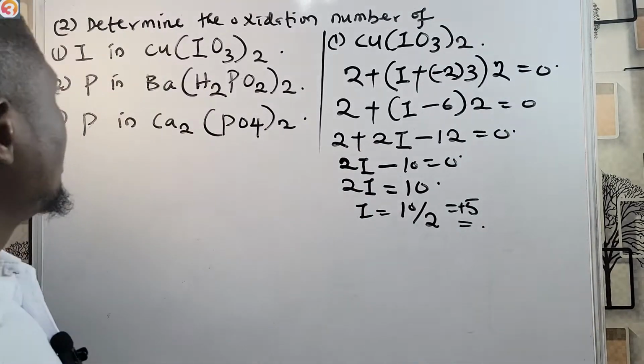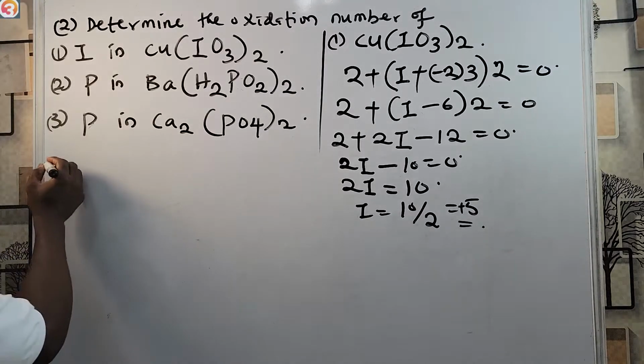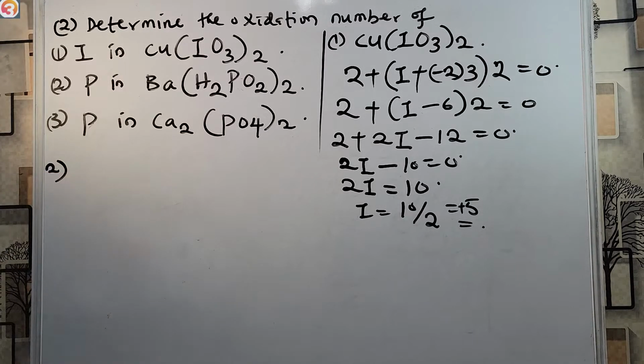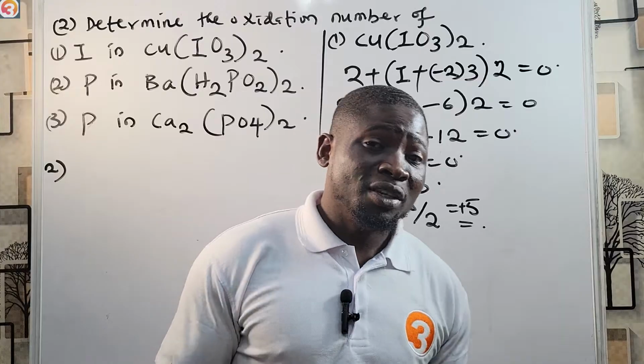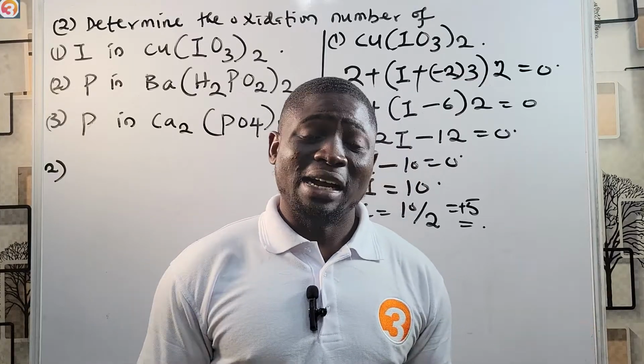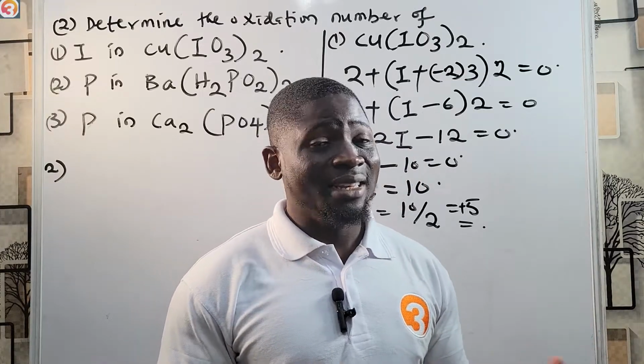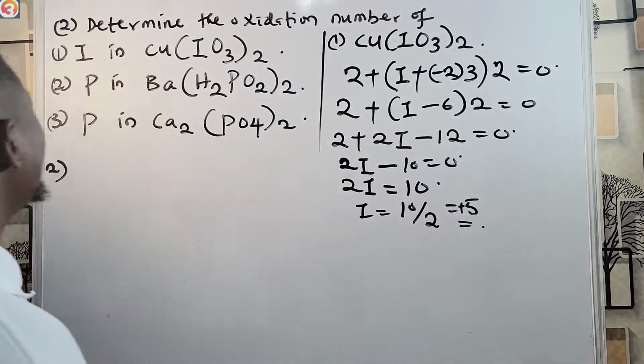Very simple. All right. Now let's see number 2. Oxidation number of P in this compound, BaH2PO2 whole squared. The same thing. Barium is a group 2 element. If you don't know that barium is a group 2 element, you have failed this question. So I've done periodic table. Please go and watch your episodes on periodic table. Very easy.